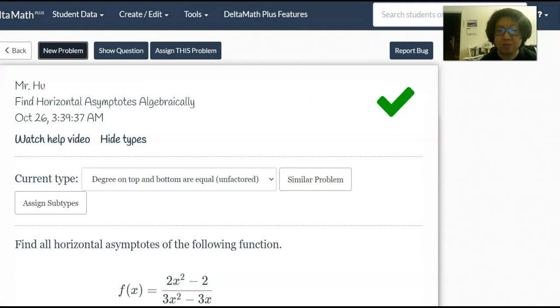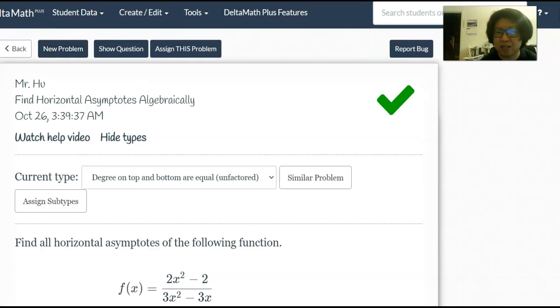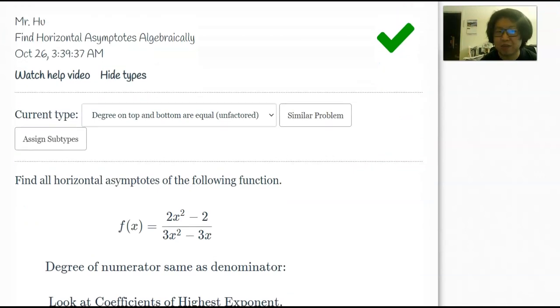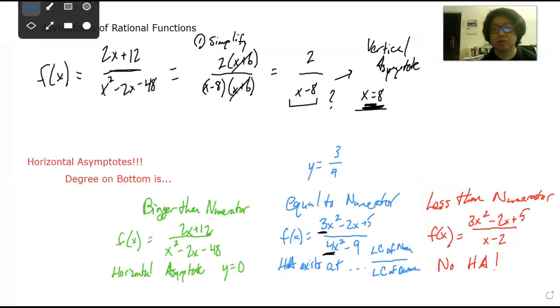Okay, so that's pretty much all you're going to be responsible for this section. This section of Delta Math anyway. And that's pretty much all there is to talk about with finding asymptotes and stuff of rational functions. All right, and that is everything you need to know about horizontal asymptotes, vertical asymptotes, asymptotes in rational functions.